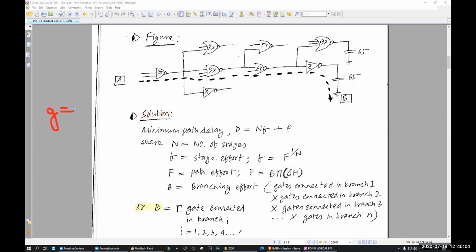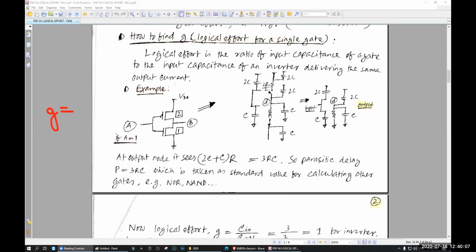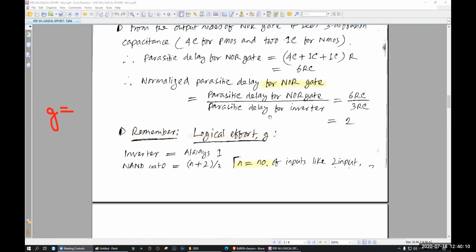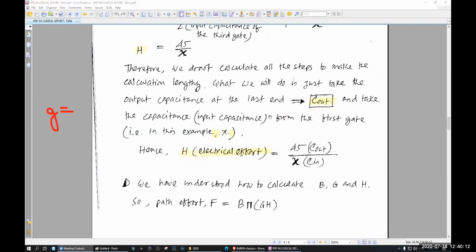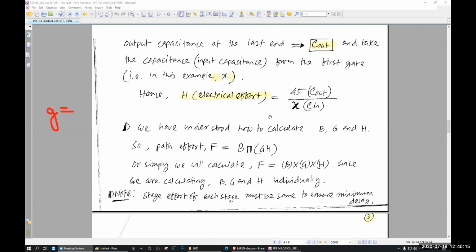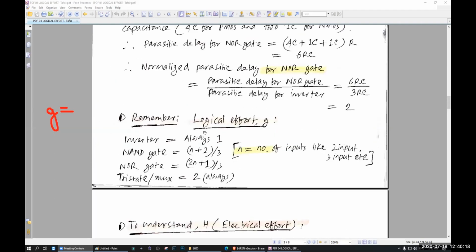G is a formula. Let's go there. The G is equal to 1 if it is a NOT gate. G is equal to N plus 2 divided by 3 if it is a NAND gate. N is equal to number of input. G is equal to 2N plus 1 divided by 3 if it is a NOR gate.